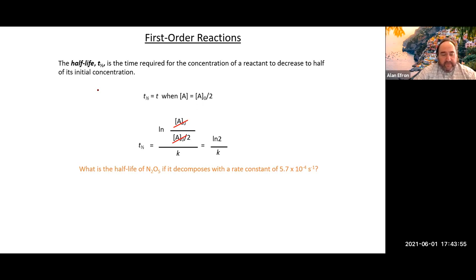If it decomposes at a rate constant of 5.7 times 10 to the minus 4, what is the half-life? And how do you know it is first order? So take a second or two there and see what you come up with.